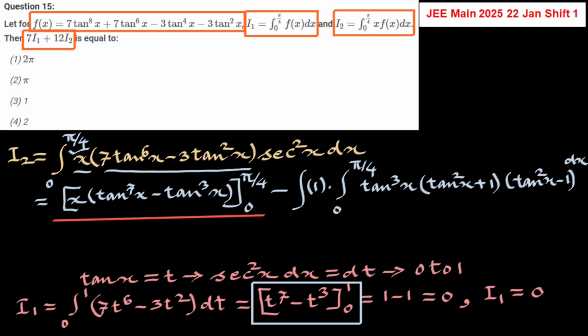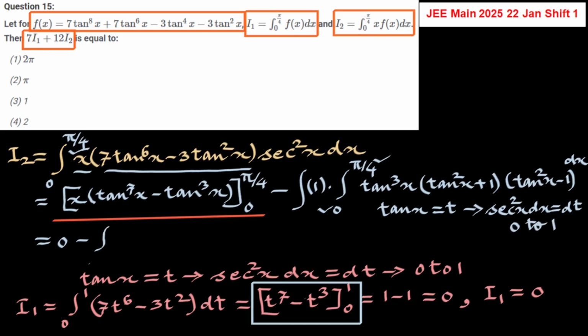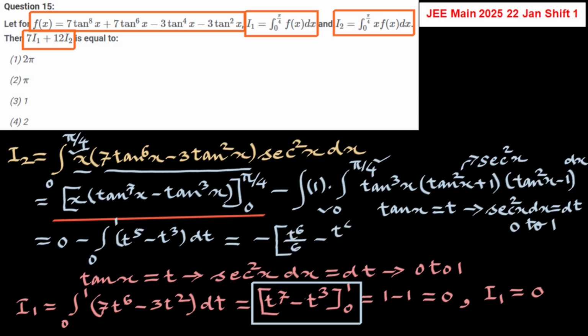Now this part will become 0 minus integral. For this integral we will put tan x equals t, so that sec square x dx becomes dt, and the limits will change from 0 to pi by 4 to 0 to 1. So this will be integral from 0 to 1 of t raised to 5 minus t cube dt, because tan square x plus 1 is sec square x. This will be minus t raised to 6 upon 6 minus t raised to 4 upon 4 from 0 to 1. 1 upon 6 minus 1 upon 4, 1 upon 12.